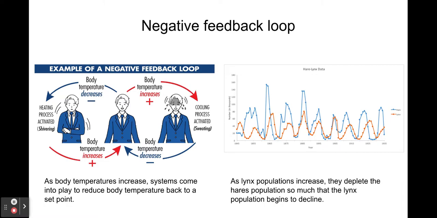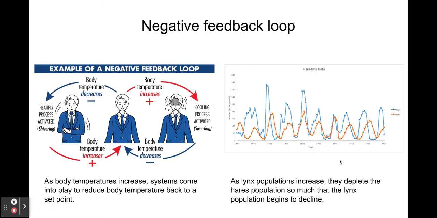Here are two negative feedback loops. On the left, we've got feedback loops that come into play when your body temperature changes. As body temperatures increase, systems come into play to reduce body temperature back to a set point. And you know how this happens. Your body temperature increases, you start sweating. As the sweat evaporates, it cools off your body, and your body temperature decreases. So our temperature initially increased, and then we decreased it back to our set point. We changed, and then we reversed the change.